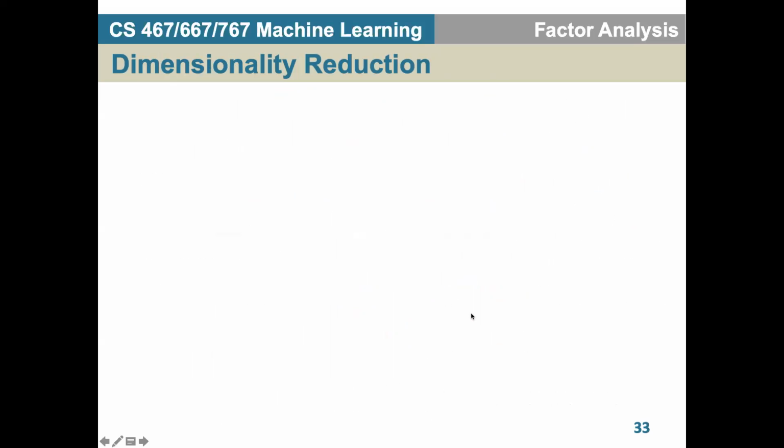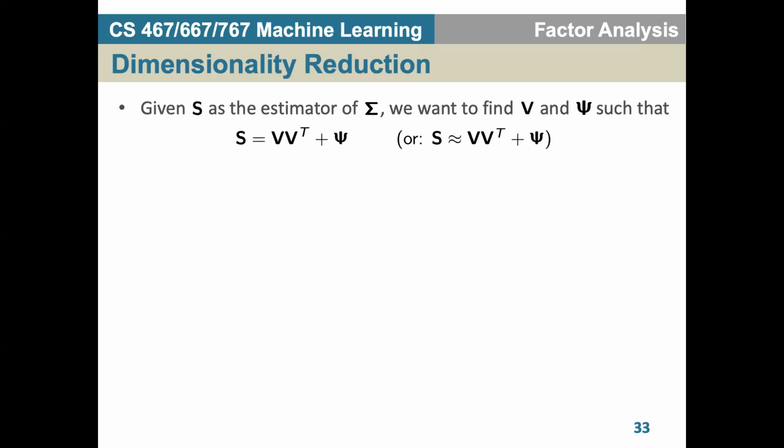Okay, so next is dimensionality reduction. Given S, what we see is the actual data, so it's a sample from the ground truth signal. This is the sample covariance matrix. This is all we can get. So what we want is to find the V and the noise, and phi, and we want this to be close to S. Because this is a sample, we just want to approximate it, since there will be some noise.